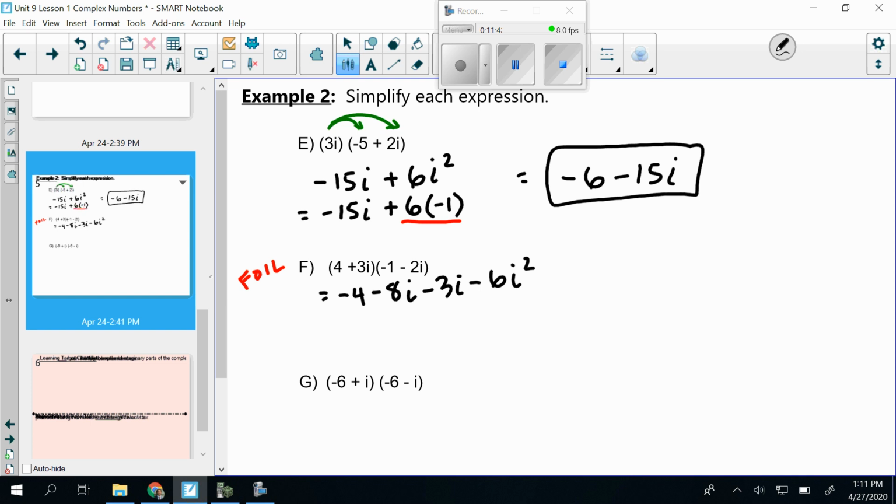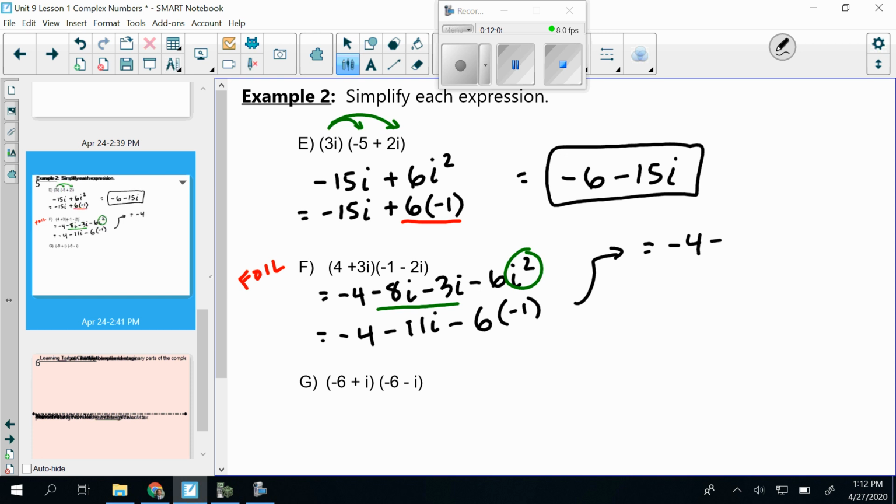And so now, if there's any like terms, you can put them together. These middle ones would definitely be some like terms here. That'd be negative 11i. Also, though, we have this i squared over here. So anytime you have i squared, we know we can substitute in negative 1 for that. And so what we have equal to this now is negative 4 minus 11i. But that negative 6 times negative 1, that's going to now be positive 6. Combine the 2 real parts, and we end up with 2 minus 11i.